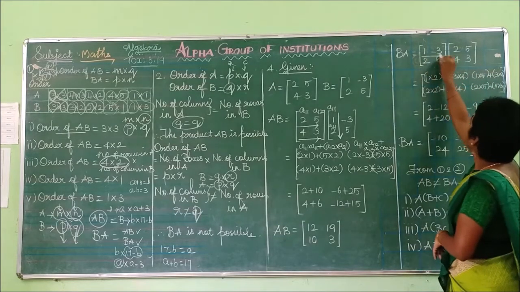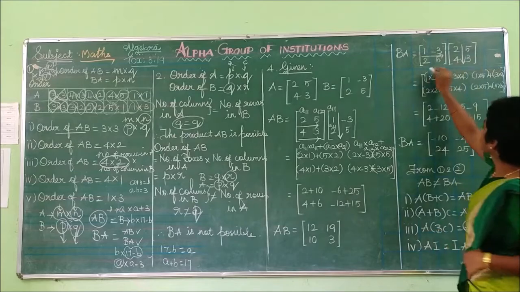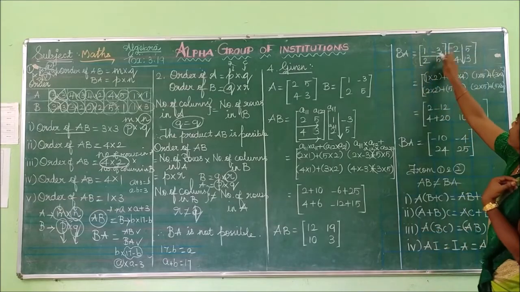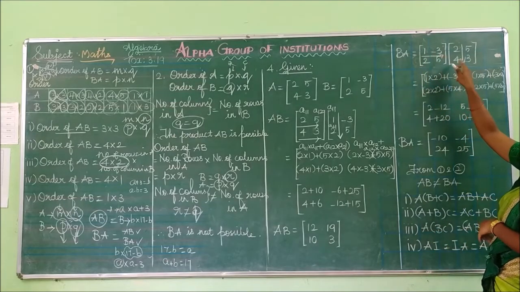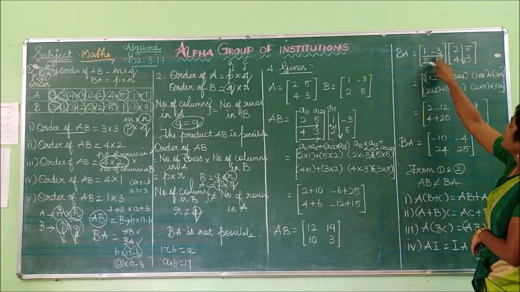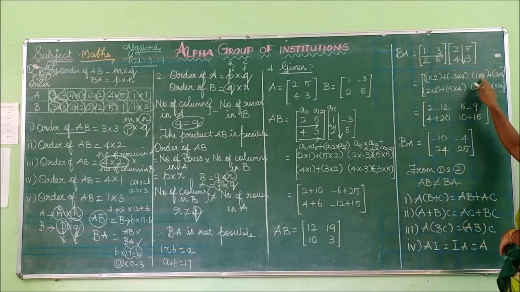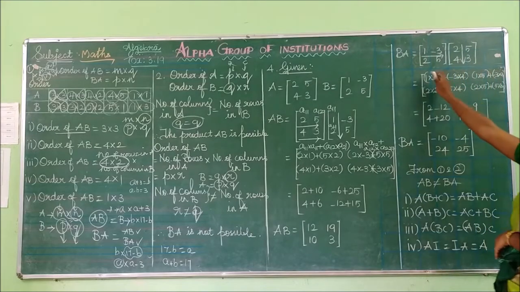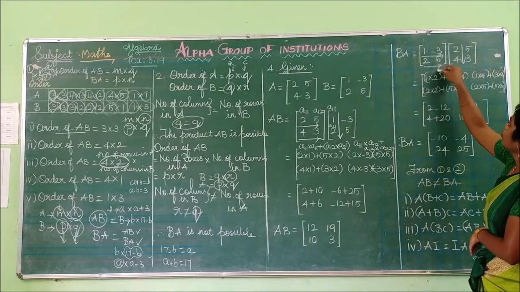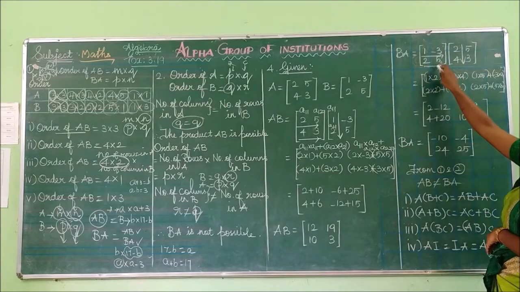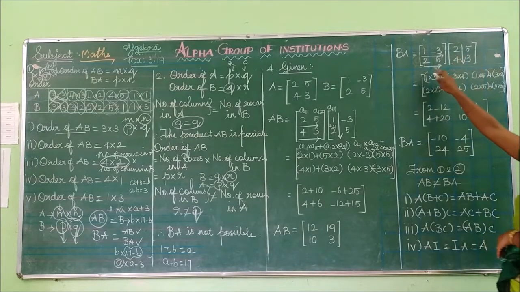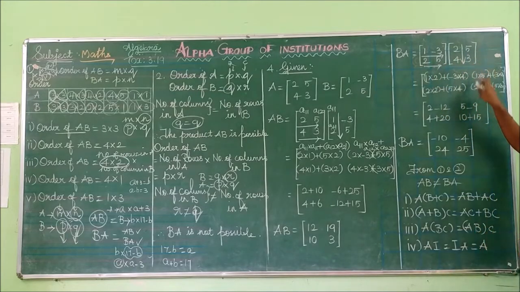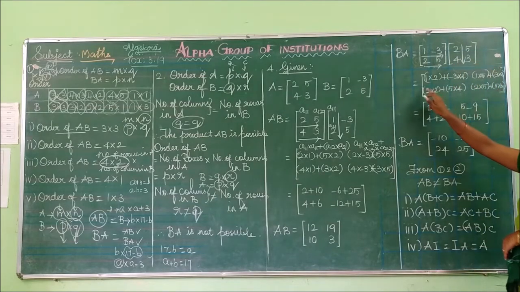So first row into first column. Here our first row is 1 into 2 plus minus 3 into 4. Next, first row second column: 1 into 5 plus minus 3 into 3. Then in the second row: 2 into 2 plus 5 into 4. Then second row second column: 2 into 5 plus 5 into 3.